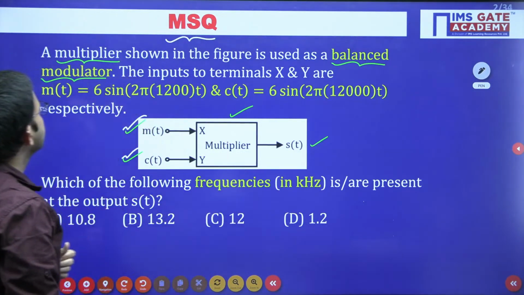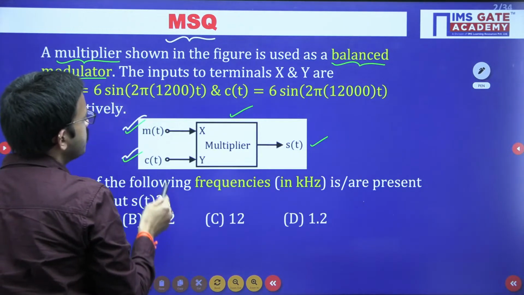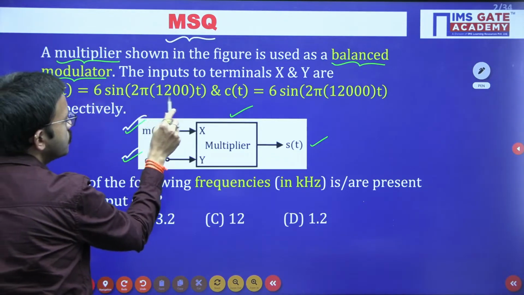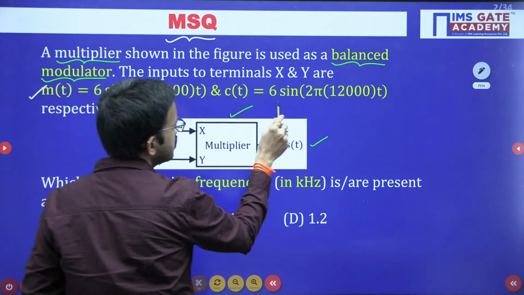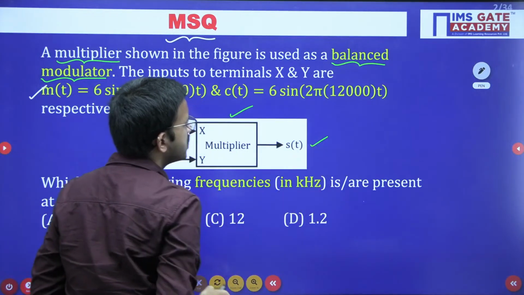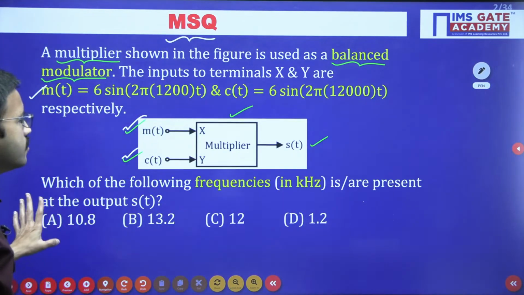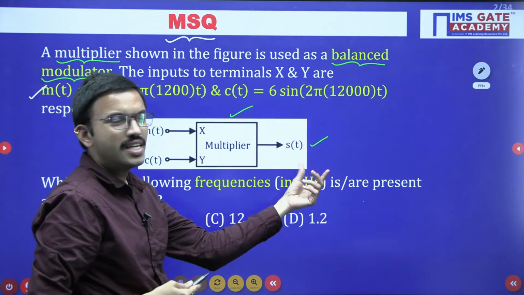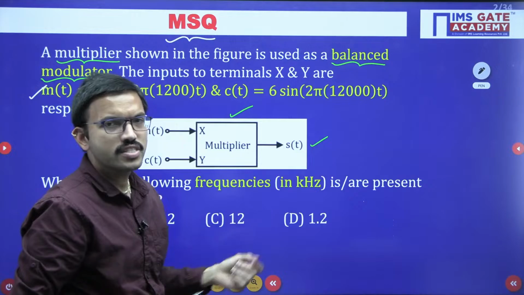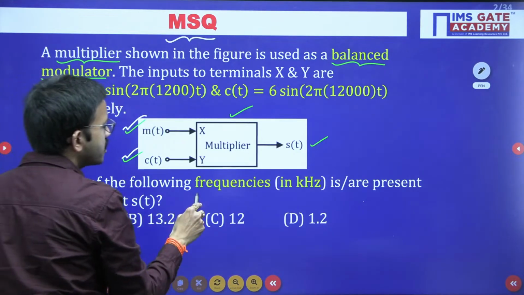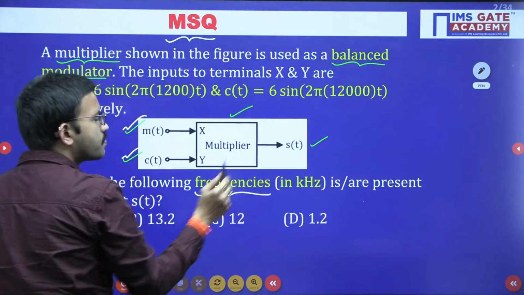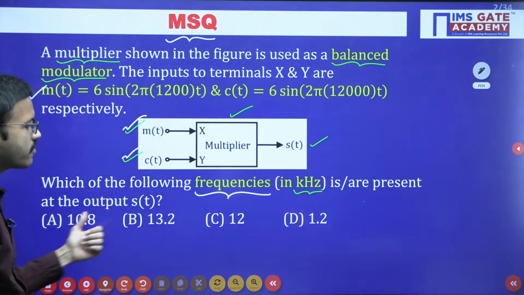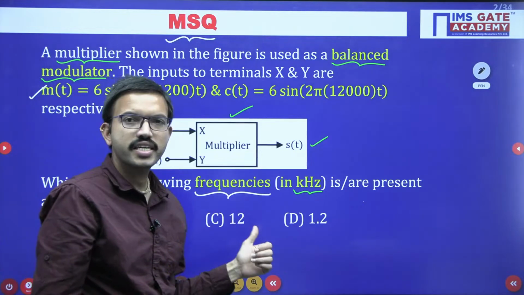Here the input m(t) is given as 6 sin(2π·1200t) and the carrier signal is 6 sin(2π·12,000t). At the multiplier output you get the DSB-SC signal. The question is: what are the frequencies in this signal s(t), in the order of kilohertz? Here you have 4 choices. Whichever options are correct, you can choose.